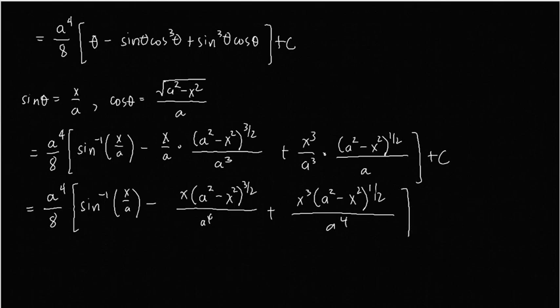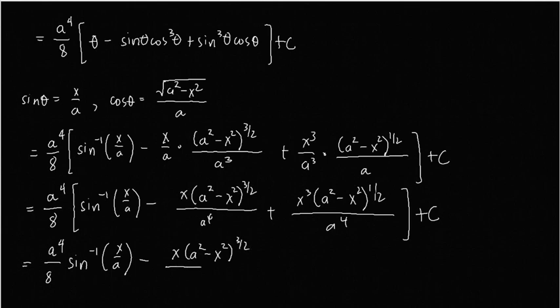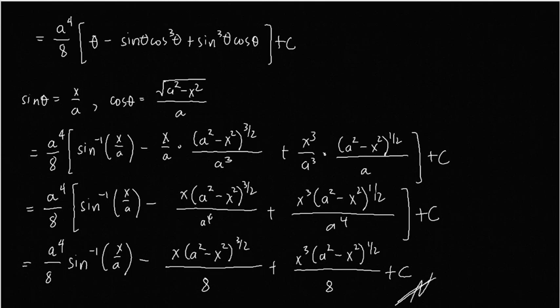Plus c. So if we want to distribute a raised to 4 over 8, so we have a raised to 4 over 8 arcsine of x over a, minus x times a squared minus x squared raised to 3 halves all over 8, plus x cubed times a squared minus x squared raised to 1 half all over 8, plus c. Okay, so this will be our final answer for this problem.